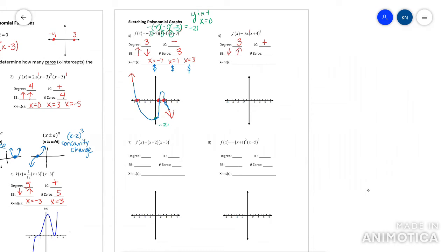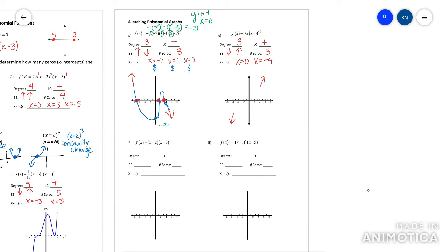Number of zeros, make it match degree, 3. My x-intercepts, I'm setting this guy equal to 0, so 0, and then x plus 4 equal to 0, so -4. So I've got an x-intercept at 0 and -4. So I like to go ahead and put my arrows down first. Arrow, arrow. I know it has to end like that.